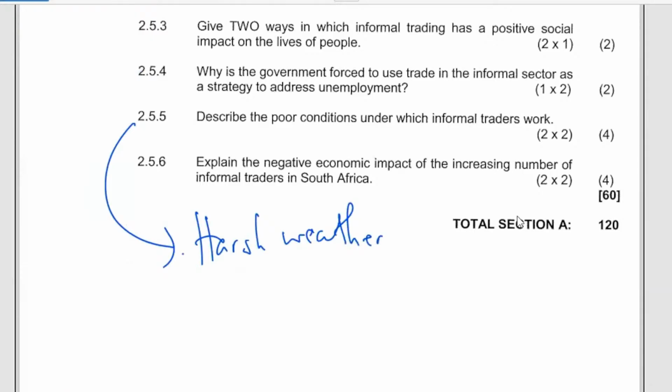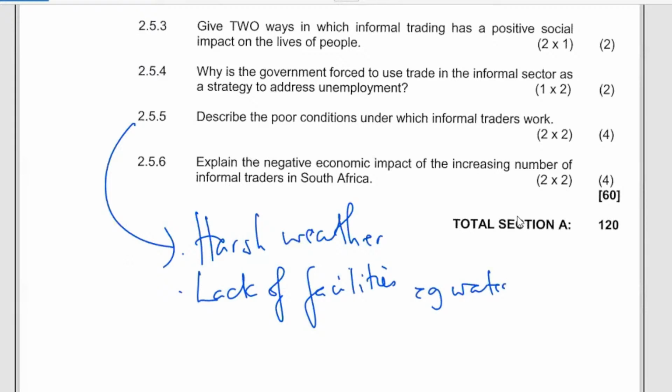On one day, it's raining. On the other day, it's very hot. The other day, it's windy. They are exposed to all those conditions. Right, we can also look at lack of facilities. As they operate on the streets, there's usual limitation of basic facilities, for example, water provision. It's a poor condition that they operate in.